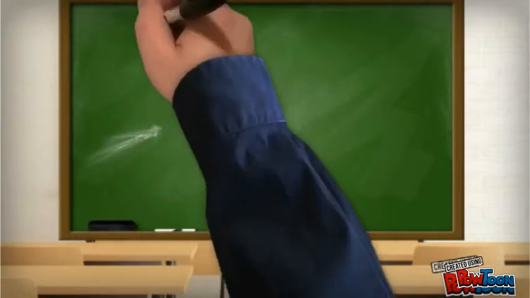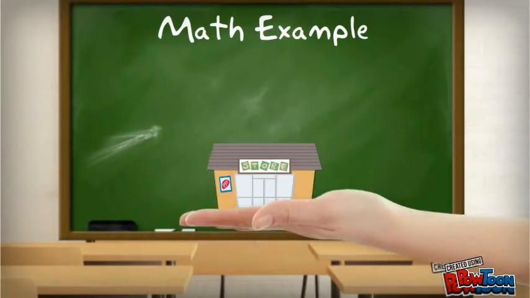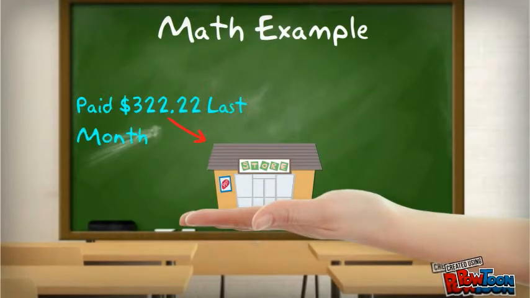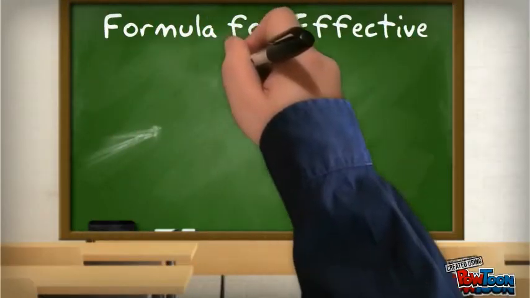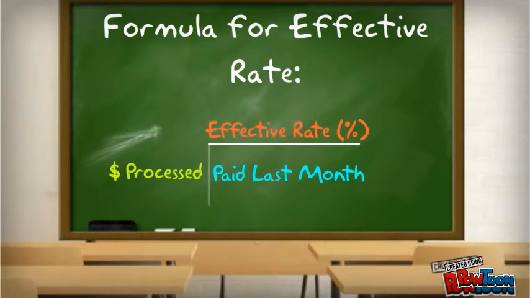Let's do a math example. We have a business. Last month they paid $322 for credit card processing. They submitted for processing a total of $10,160 in card transactions. The formula for effective rate is not too hard. It's the amount paid last month divided by the amount processed. The result is the effective rate. So how do we figure that?